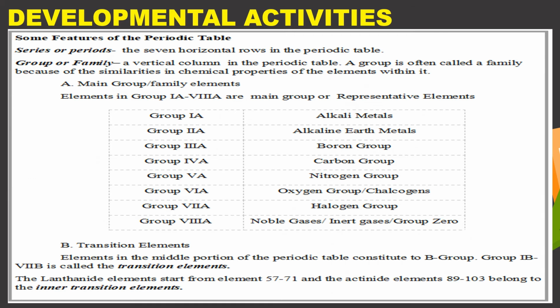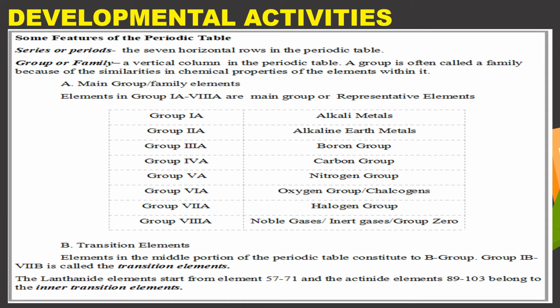Now what are some of the features of the modern periodic table? Remember that a series or period are also known as the 7 horizontal rows in the periodic table. The vertical column in the periodic table refers to the group or family. Remember that there are 2 families, family A and family B. A group is often called a family because of the similarities in chemical properties of the elements within it. So you have the main group or family of elements. Elements in group 1A to 8A are main group or also known as the representative elements.